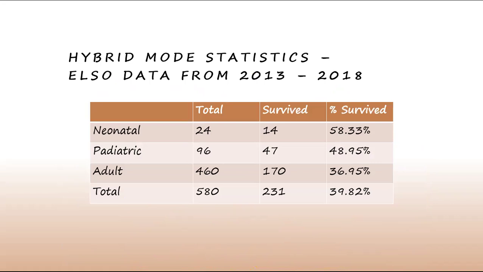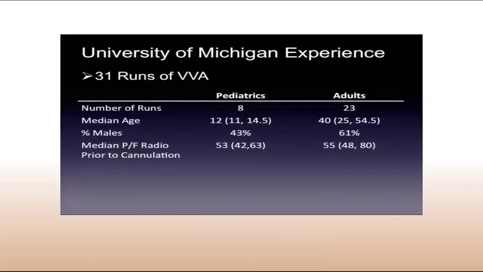So if you see the total statistics, the neonatal survival is pretty much good. Neonatal survival is always good when it comes to ECMO. So hybrid ECMO is not an exception here. The total survival percentage is around 39.82% here. So there is one study from the University of Michigan where they have done 31 runs of VVA ECMO in adults and pediatrics.